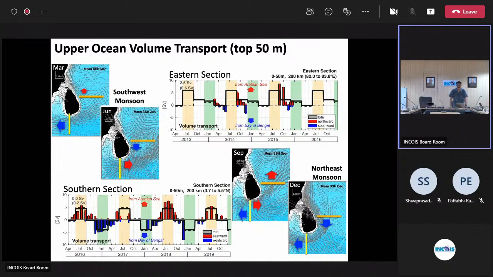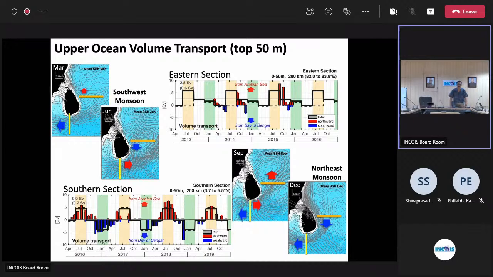The bars that you see, the red bars mark northward volume transport, the blue bars mark southward volume transport, and the gray bar, which is often obscured by the colored bars, is the net or the total volume transport. And then the dark black lines mark the average for that seasonal period, right? So divided into the three seasons that we've been working with throughout.